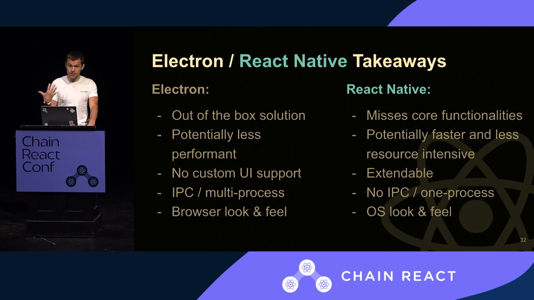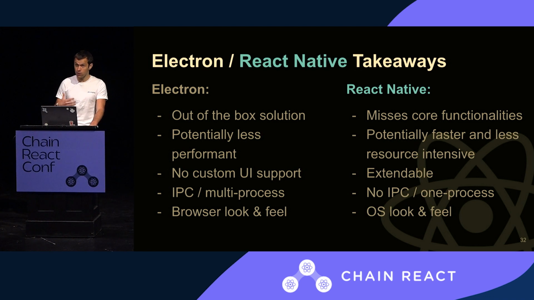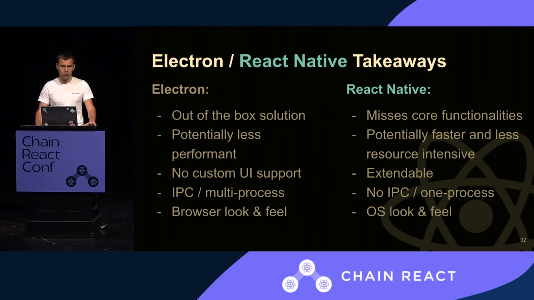React Native, on the other side, misses some core functionalities, which I hope we can close sooner rather than later, the things I mentioned in the previous slide. But it's most likely much faster and less resource intensive than the Electron counterpart. It's extensible. You can bring your own UI components, and you can integrate any other custom UI component that other people build. It doesn't use IPC. It has only a single process architecture. You have one main thread, so you can simplify your application development. And finally, it looks and feels like the OS because it's React Native, so you can make an application which is really tailored to your OS experience.